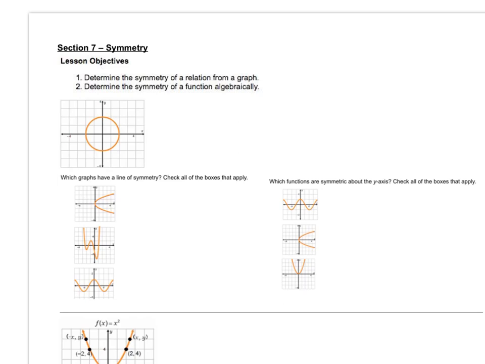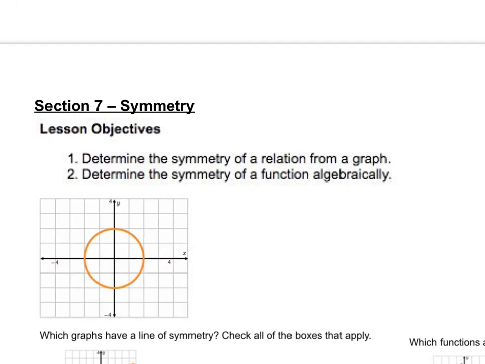Hello, this is an Algebra 2 video, and this is a video over Section 7, which is called symmetry. What we're going to do is determine the symmetry of a relation from a graph and determine the line of symmetry of a function algebraically. Before we go on, I want to discuss what symmetry is.